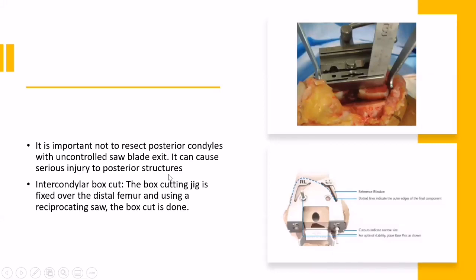After you resect the distal femur, you can go for the intercondylar cutting box, which we use in cases of posterior stabilizing knee. The cutting box jig is put over the distal femur and using a reciprocating saw rather than oscillating.